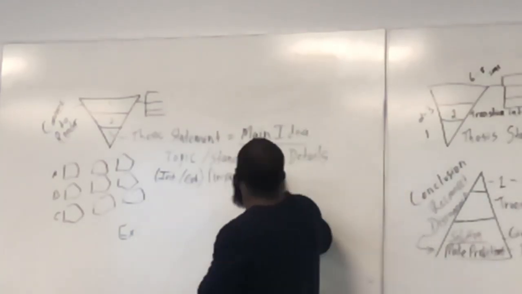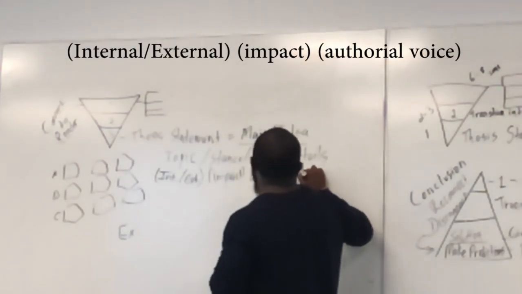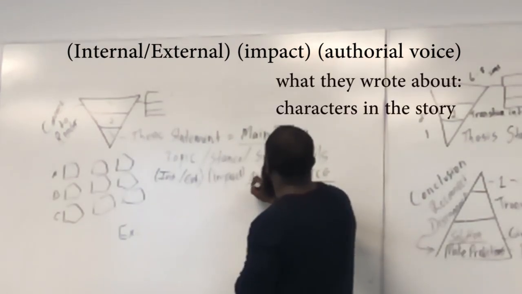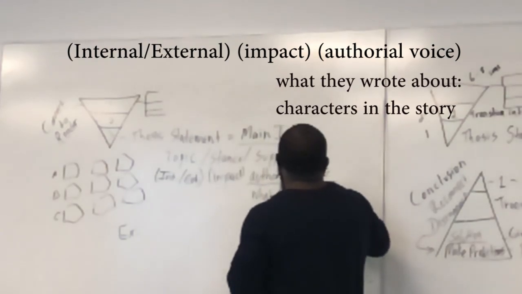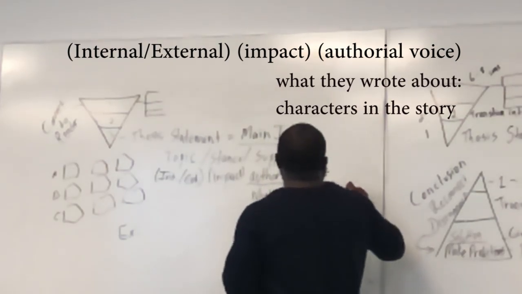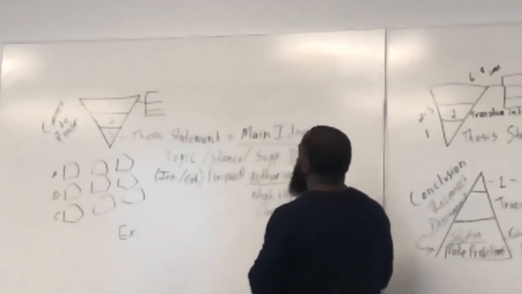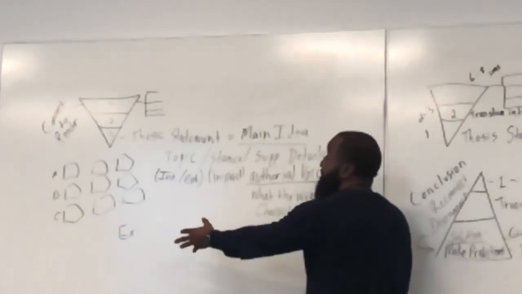So this is authorial voice, because this is an authorial analysis, and then we're also going to focus on what they wrote about, and that would include the characters of the story. Once you can identify what your professor is asking you to do, then you can take all of that and put it into one sentence.